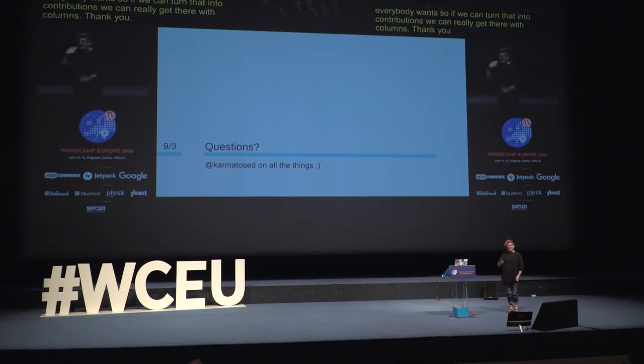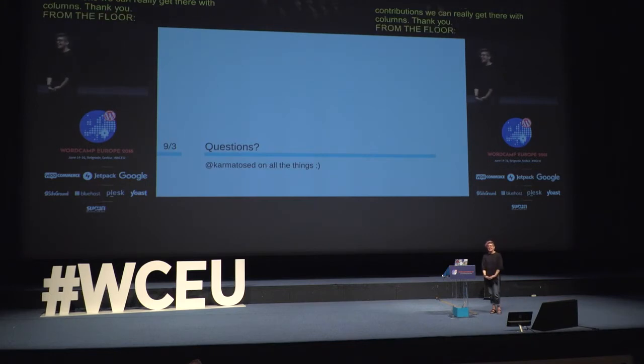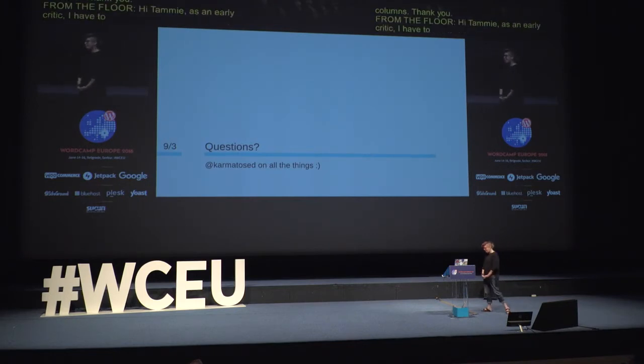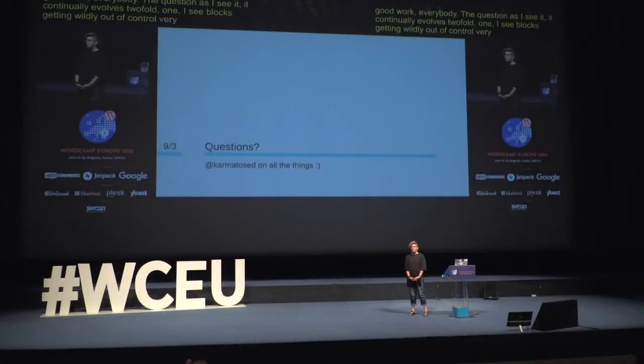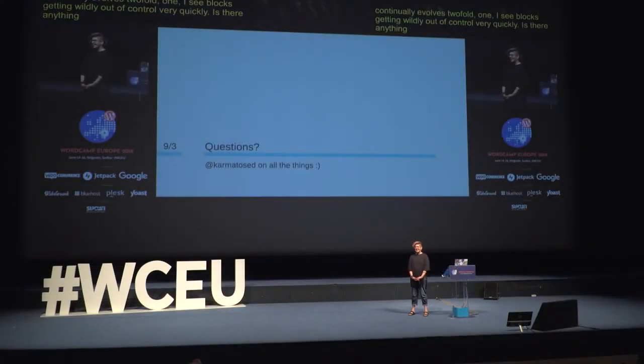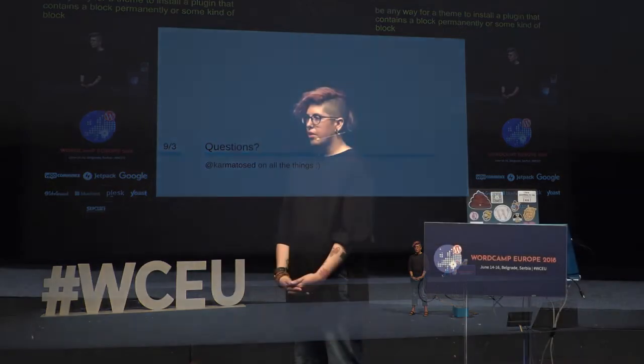Hey, Tammie. Hi. John. As an early critic, I have to say it's come so far. It's delightful to see what Gutenberg has become. So good work to everybody. Question as I see it continue to evolve, kind of twofold. One, I see blocks getting wildly out of control very quickly. Is there anything being done to curate them? And then second question, you brought up themes sometimes being a place for blocks. Obviously, themes are often the starting point for users. Is there going to be any way to install a plugin that contains a block permanently, or some kind of block registration system that transcends each individual theme?